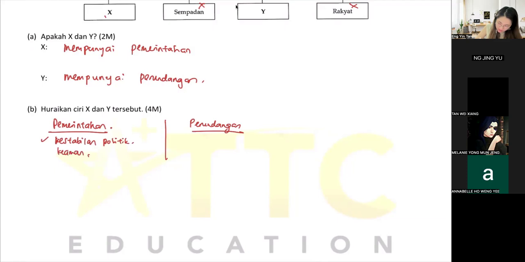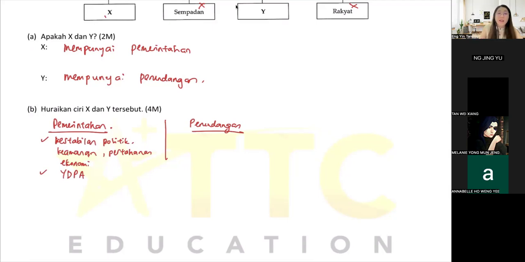Peace, defenses, and economy. And some of you give me the Yang di-Pertuan Agong, correct? You can say contoh-contoh di Malaysia.